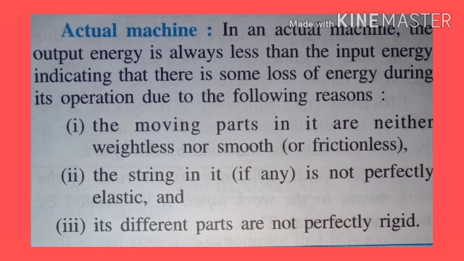We cannot stop the loss of energy in the form of heat, light, and sound because of many reasons. Let's see some of the reasons. In the machine, the moving parts are neither weightless nor smooth. Second, the string in it is not perfectly elastic, and its different parts are not perfectly rigid. In short, the machine which we use in our daily life is the actual machine.